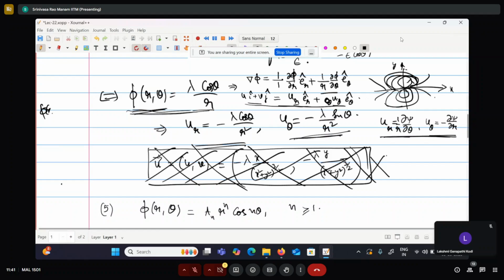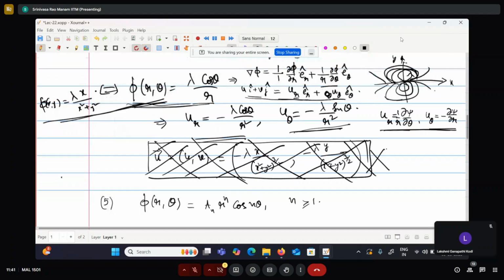What is phi of x, y? Lambda times x divided by x square plus y square times r square. Now this is x, x divided by x square. This is what these two are. This here I can do, but not here, not the velocities.